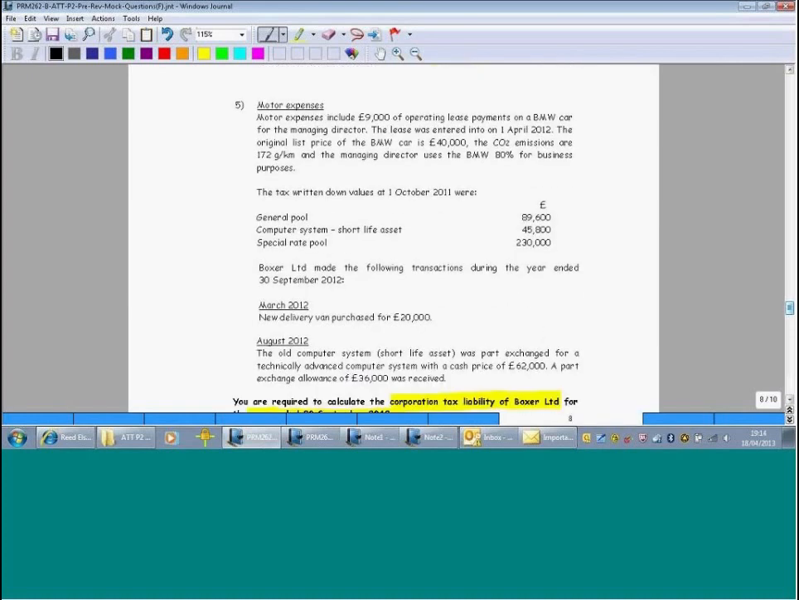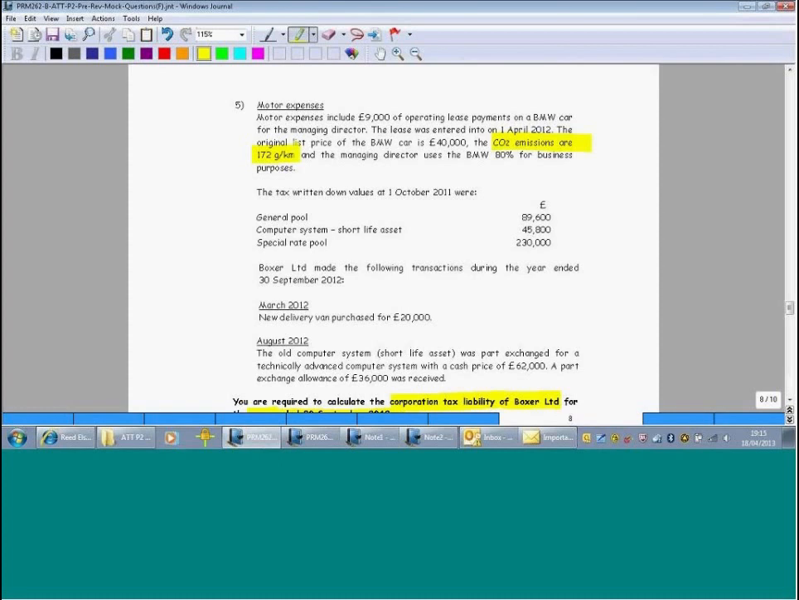Next, looking at the motor expenses. We're told motor expenses include £9,000 of operating lease payments on a BMW car for the managing director. The lease was entered into on the 1st of April 2012. We're given the list price of the car, that's irrelevant, but what we are told is that the CO2 emissions of this car are 172 grams per kilometre.